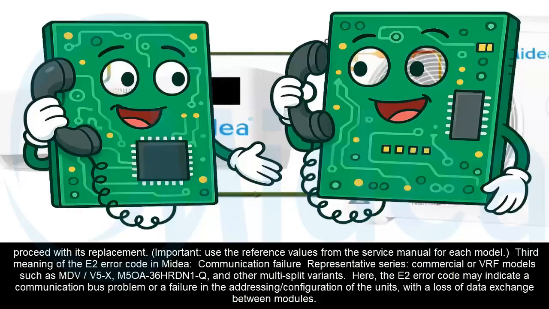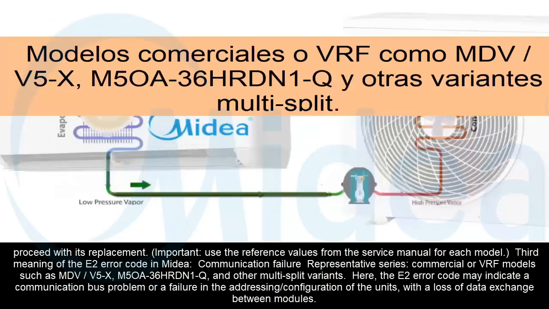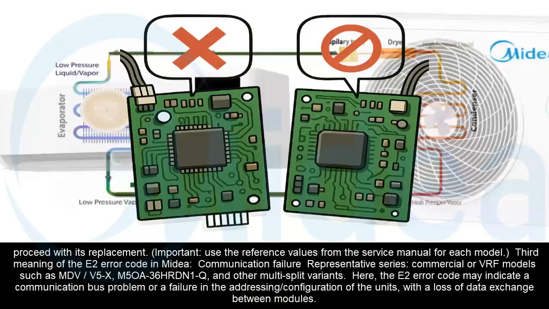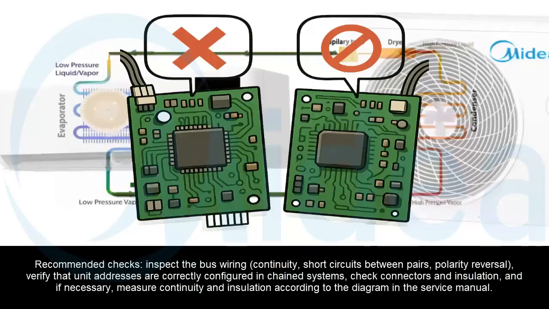Third meaning of the E2 error code in Midea: communication failure. Representative series: commercial or VRF models such as MDV-V5-X and M5OA-36HRDN-1 and other multi-split variants. Here the E2 error code may indicate a communication bus problem or a failure in the addressing or configuration of the units with a loss of data exchange between modules.